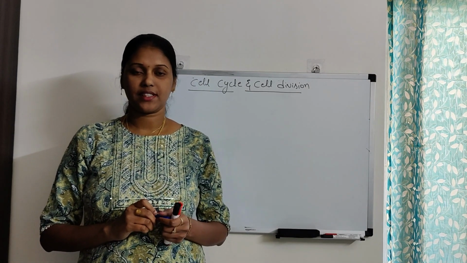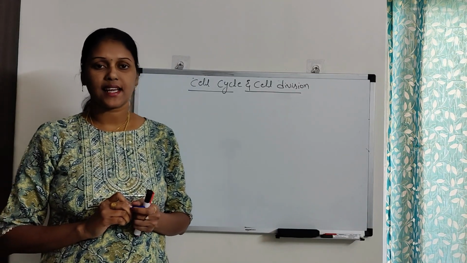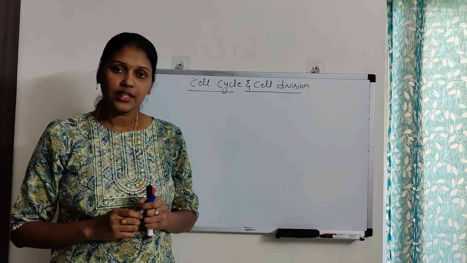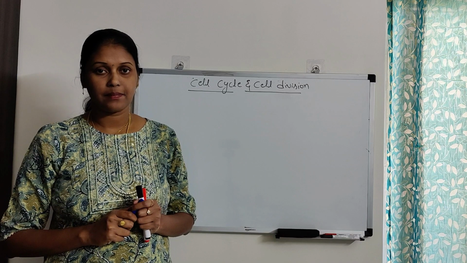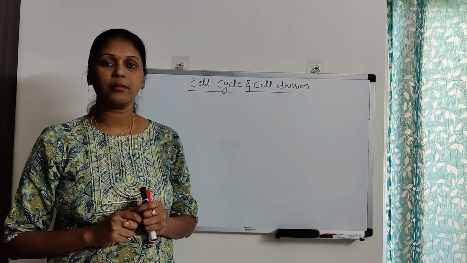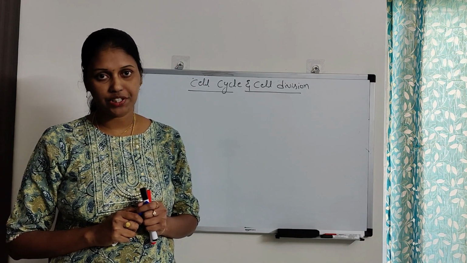Let's start a new chapter, that is cell cycle and cell division. What is meant by cell cycle? Cell cycle means a series of events that takes place in a cell as it grows and divides. Whereas cell division means a cell has to divide to form two new daughter cells. That is what we call cell division.